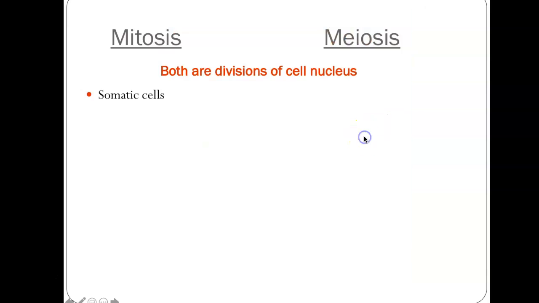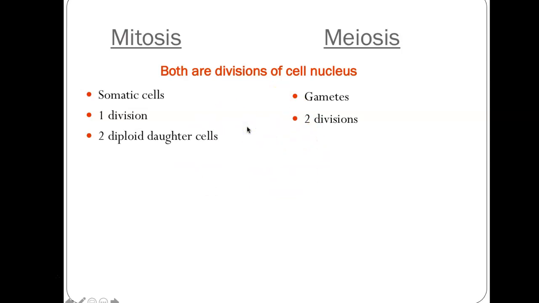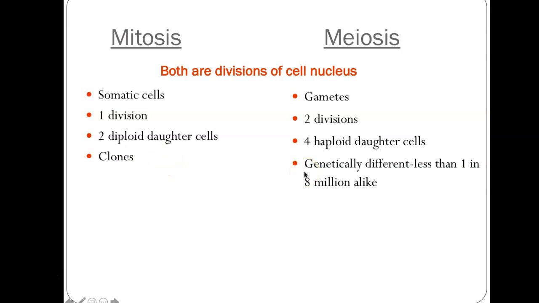So let's jot down a few differences just to summarize everything that we've talked about. Both involve the division of a cell and the division of a nucleus. That's what they have in common. Mitosis is going to occur in somatic cells. Meiosis occurs in gametes. Mitosis involves 1 division. Meiosis involves 2. Mitosis results in 2 diploid daughter cells that are identical. Meiosis results in 4 haploid daughter cells. Clones are identical, while meiosis products are genetically different. Less than 1 in 8 million are alike.